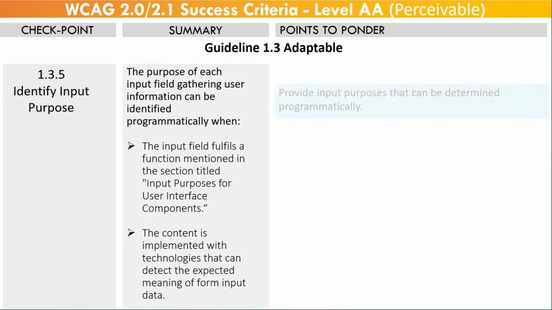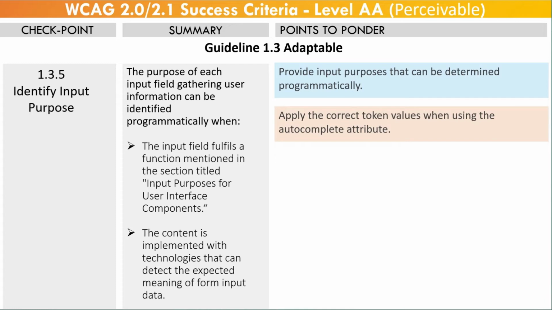1.3.5 Identify Input Purpose. The purpose of each input field gathering user information can be identified programmatically when the input field fulfills a function mentioned in the section titled Input Purposes for User Interface Components. The content is implemented with technologies that can detect the expected meaning of form input data. Provide input purposes that can be determined programmatically. Apply the correct token values when using the autocomplete attribute. Use autocomplete sparingly in input boxes that don't request user information.